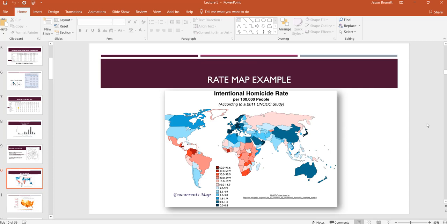So here's a rate map example, intentional homicide rate. Based upon the color, we get an idea about the potential danger in a location based upon what color is being presented. And this is really interesting up here when we look at Greenland. Like, what's going on in Greenland? Is that really a thing going on there?